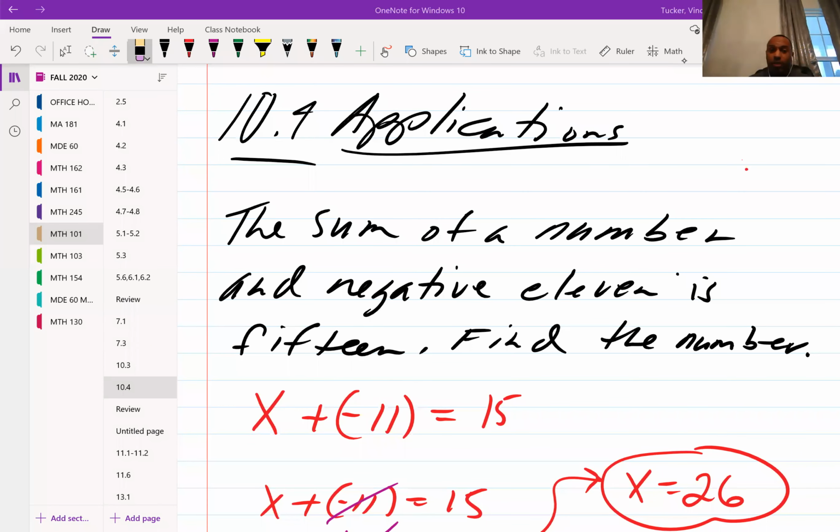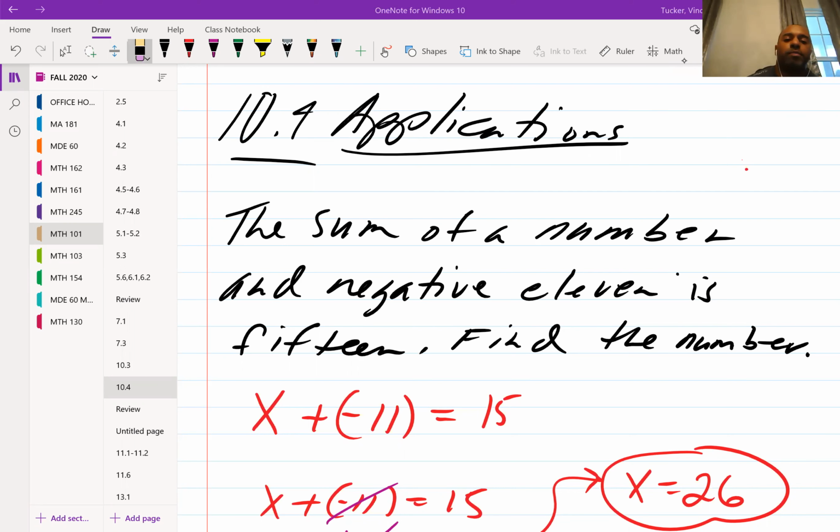All right, so looking at 10.4 today, applications, in other words, word problems. So we'll be solving these word problems using linear equations, the same things we use in 10.1, 10.2, and 10.3. But this time we'll take the word problem, set it up as an equation, and then solve it, like I said, in the same way we looked at 10.1, 10.2, and 10.3.